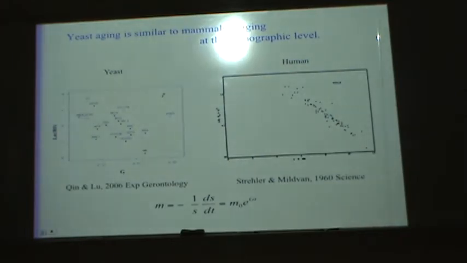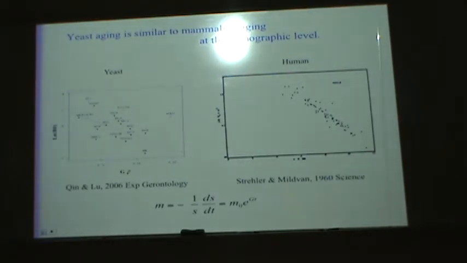But despite that, there is actually something very common at a large population level. That's called the Strehler-Mildvan correlation. Basically, it is the linear correlation between the two Gompertz parameters, the log of the initial mortality rate M0 over the Gompertz coefficient G. It's a negative correlation there.